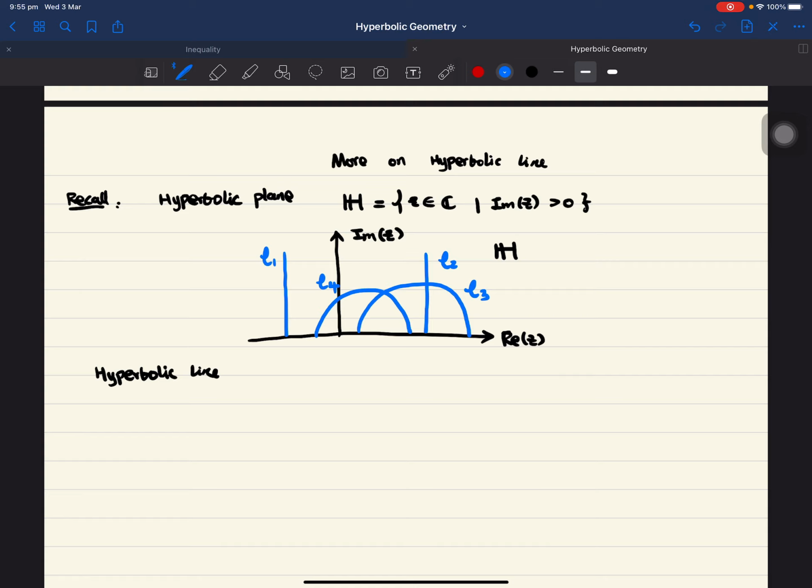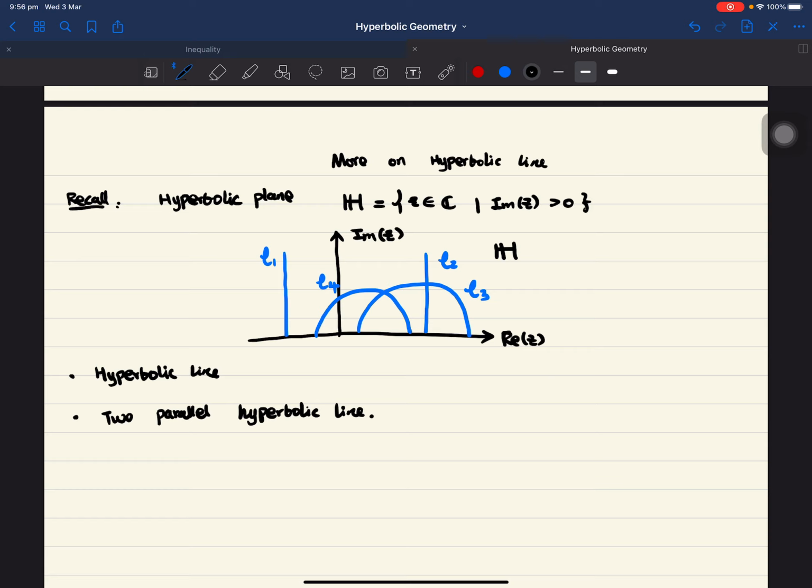And what does it mean for two hyperbolic lines to be parallel? Two hyperbolic lines are parallel if they do not intersect each other.